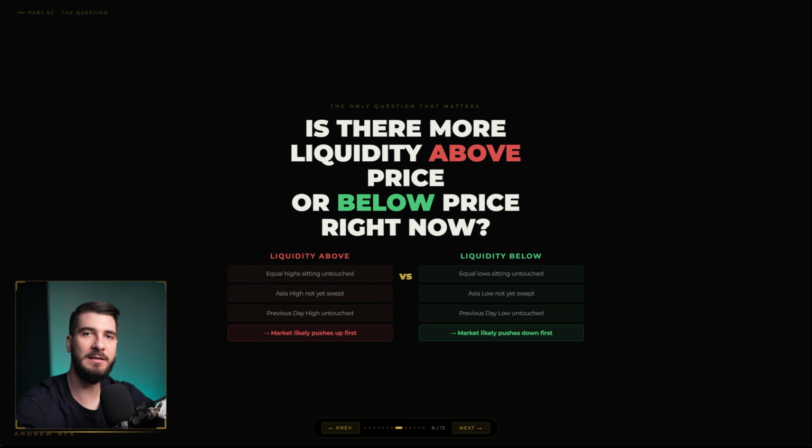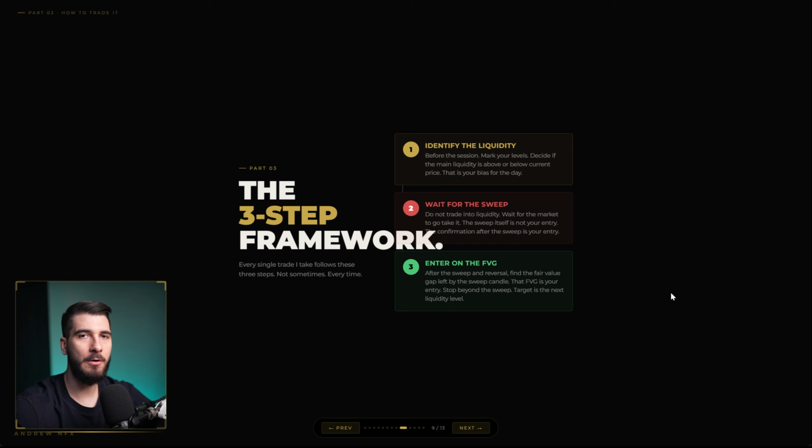The market is likely to reach for it before going lower, and I trade with that in mind. The third part is how I actually trade this, and I have simplified it down to 3 steps that I go through on every single trade. Step 1. Identify where the liquidity is. Using the levels I just described, session highs and lows, previous day levels, I decide before the session whether the likely target is above or below current price. That gives me my directional bias for the day.